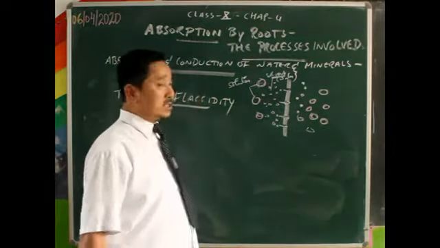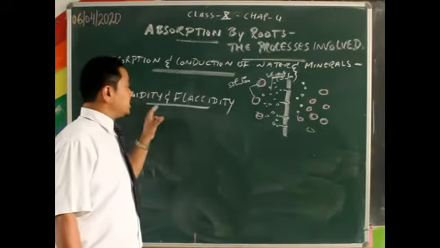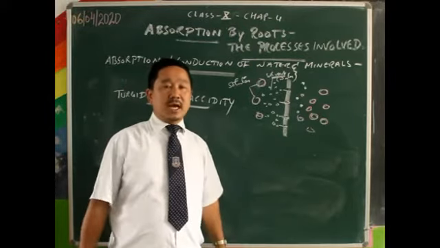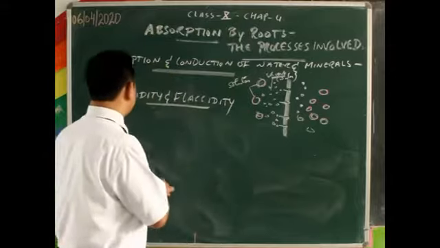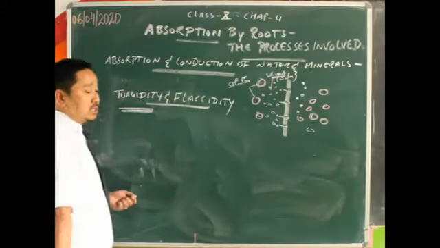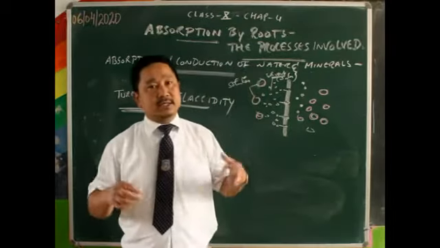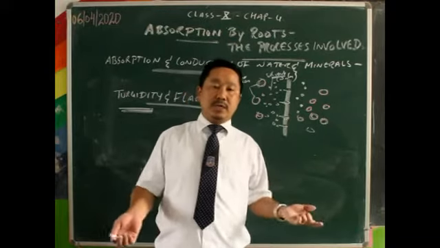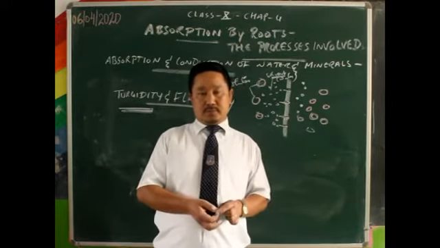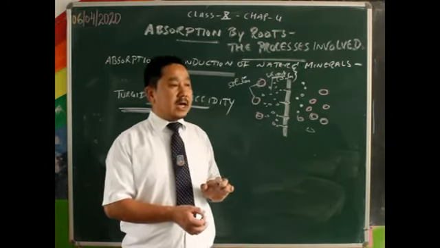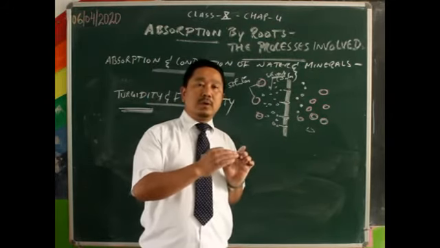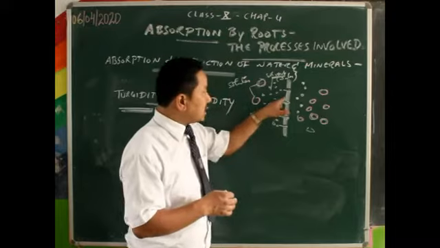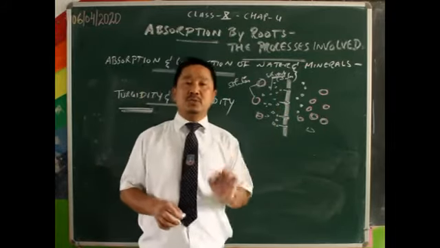Okay, turgidity and porosity. I have told you a little bit about this before when I was explaining three different kinds of solutions, that is isotonic, hypotonic and hypertonic. Now let's talk about turgidity in detail. What is turgidity? Usually the cells are there in the water. Root hairs are always in contact with water. So water molecules will be moving inside through the semi-permeable membrane by the process called osmosis.